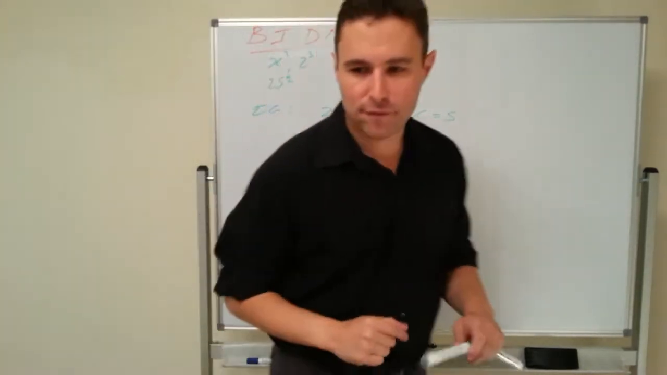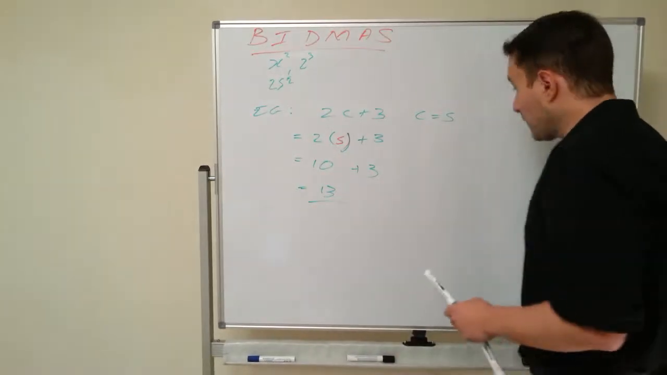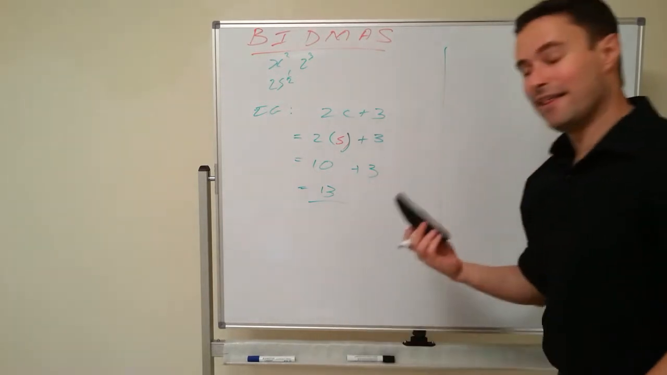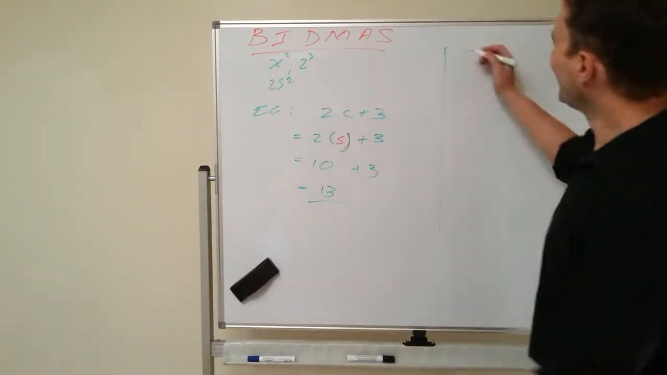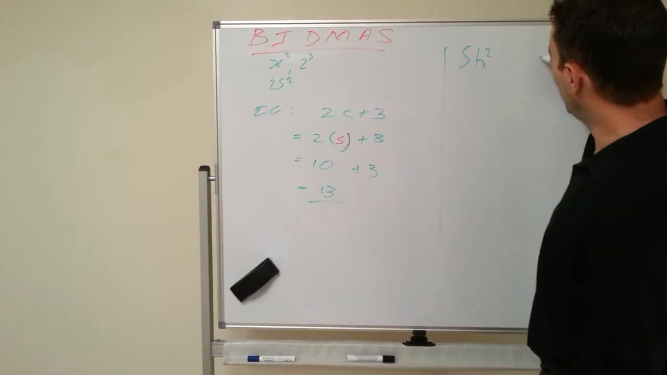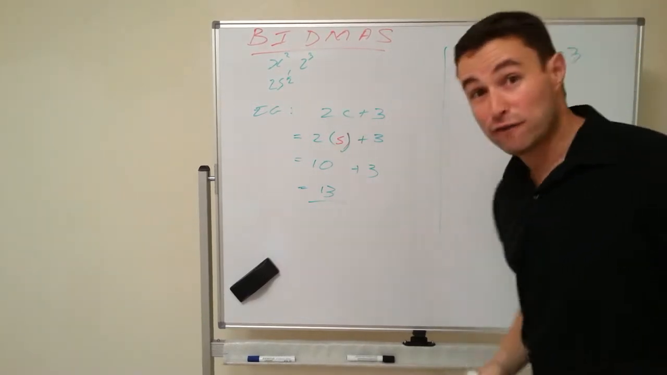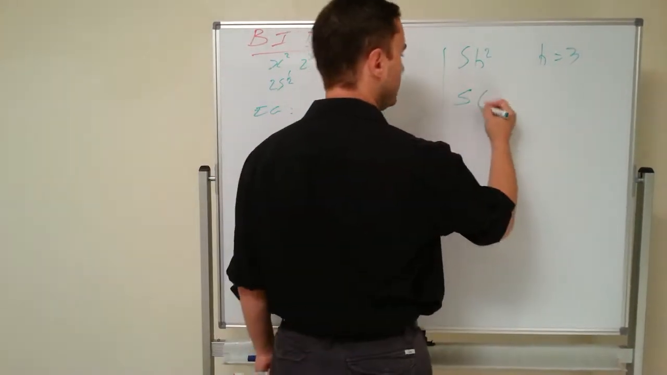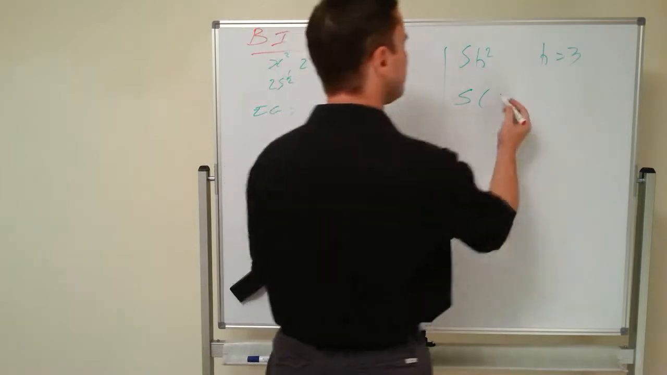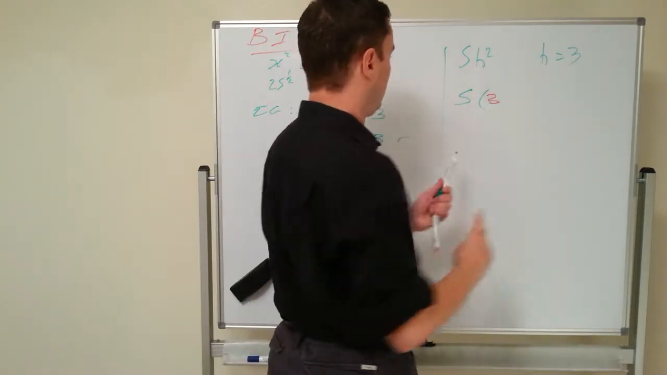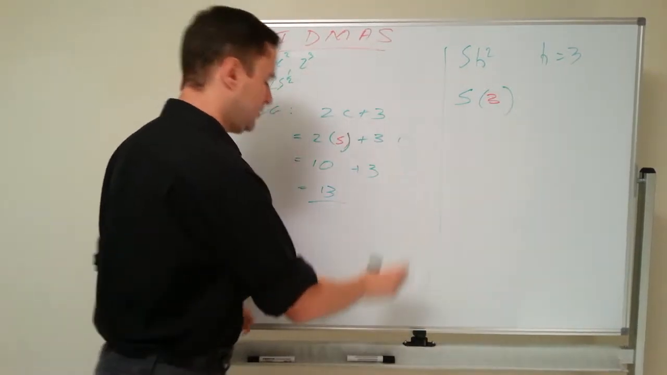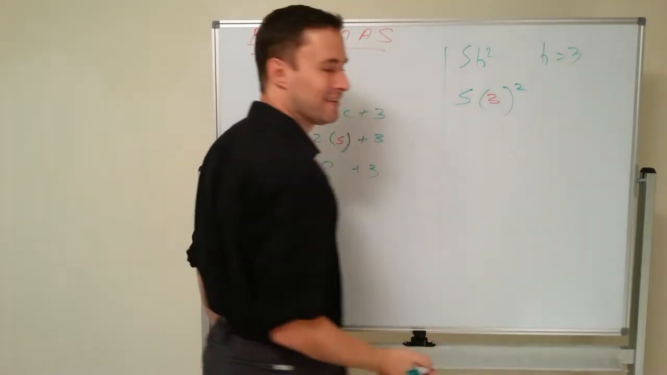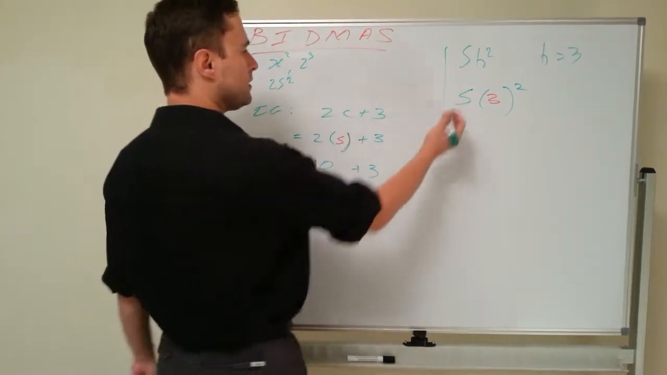Another example, 5h squared, where h is 3. So 5h squared, where h equals 3. First thing I'm going to do is substitute for h. So I've got 5, substitute for h, 3. Use colors, make your work look beautiful. Oh, I forgot the squared. There we go. So now I run through this and I say, okay, BIDMAS.